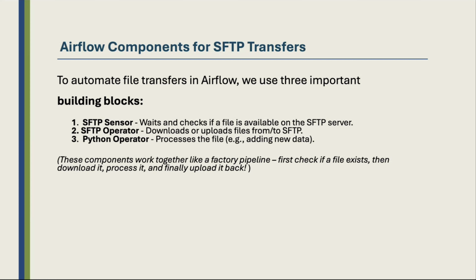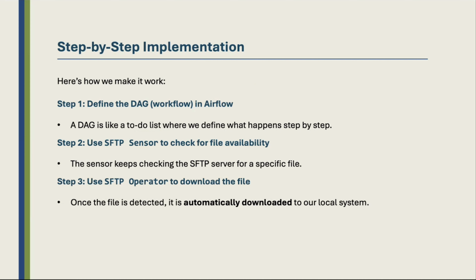Just imagine it's a factory pipeline where we have pipelines. Just like how the water or the things are flowing, the same way here the data will also flow. Wherever you want to add or delete or do some filtering, you can do it. So in the whole process, we are checking if the file exists, then download it, process it, and finally upload it. That's the way of the SFTP process.